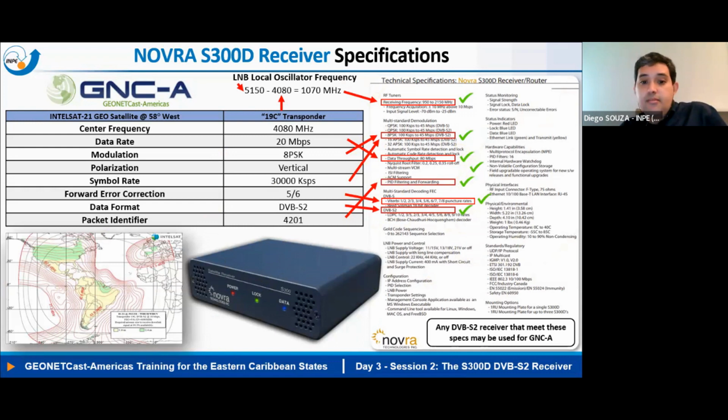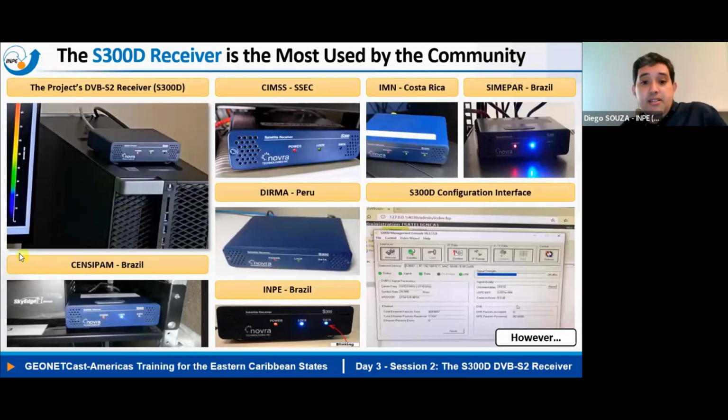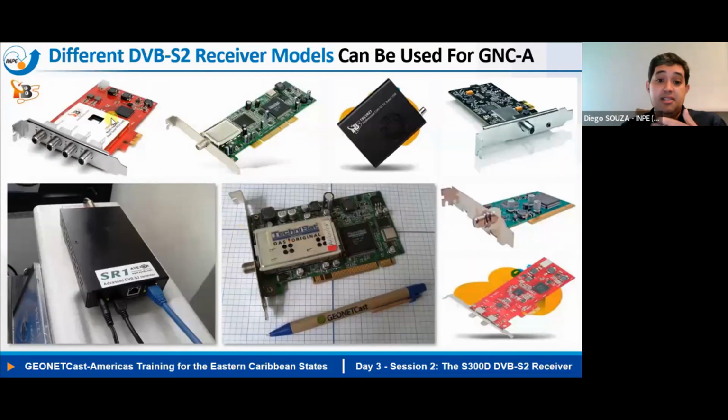GeoNetcast Americas. And as we mentioned last week, the S300D is the most popular model among the community, right? It's easy to configure and has an Ethernet connection, which facilitates things a lot, right? However, there are other receiver models being used by the community, as you see here, that use other communication interfaces like USB, as in this model here, CI, as in this model here, or this, and PCI Express, this one and this one here, okay?